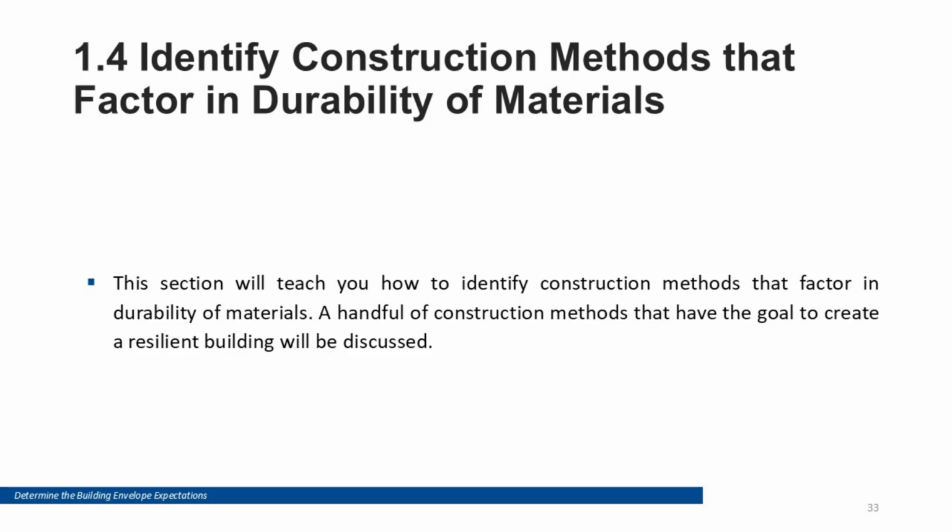Identify construction methods that factor in durability of materials. Durable construction supports energy performance. Key methods include installing insulation without gaps, maintaining continuity of air sealing at junctions, sealing penetrations, and protecting exposed materials from UV and moisture. Robust detailing at openings, corners, and interfaces is where durability and efficiency are often won or lost.